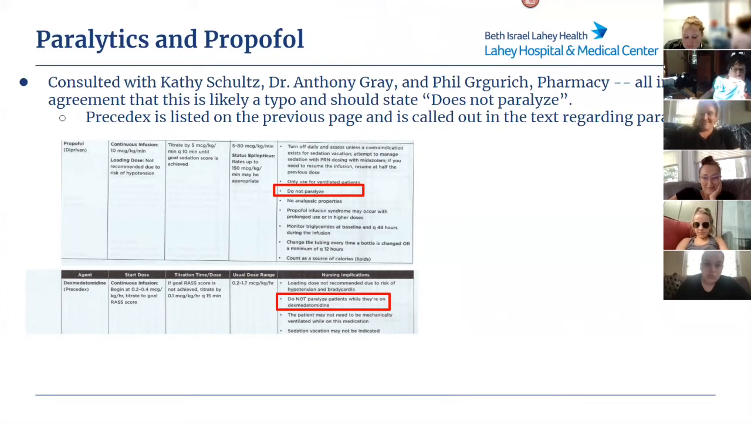And so I scanned in the pages so you can see them here. So for Precedex, it says do not paralyze while they're on Precedex, where this just says do not paralyze without any additional information. Phil and Dr. Gray could not come up with any reason why you wouldn't paralyze a patient on propofol. Certainly you wouldn't do it on low-dose propofol, but the conclusion we all came to was that it should say does not paralyze, not do not paralyze. So that was all the insight I can provide for that question. Sorry. Phil's recommendation was that I email the publisher. So stay tuned.